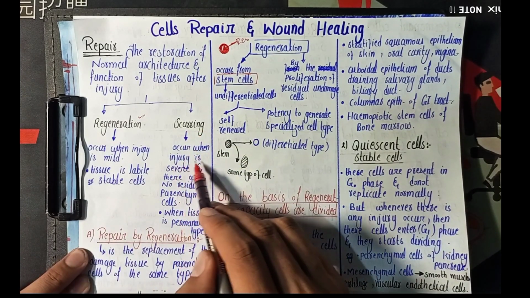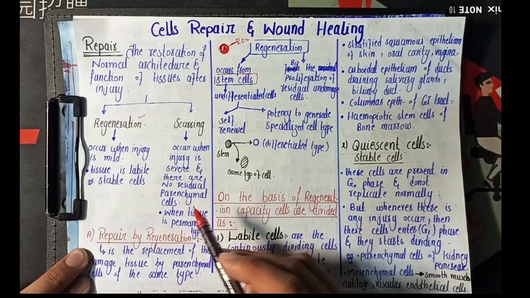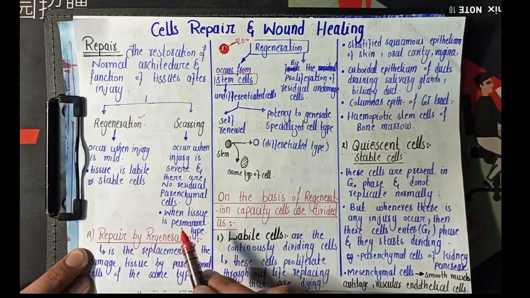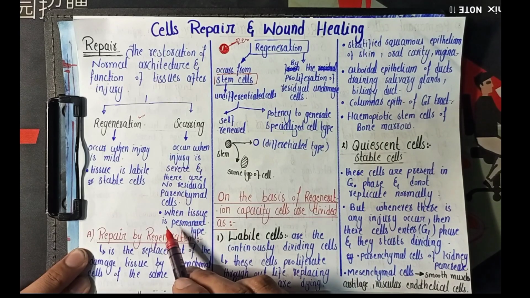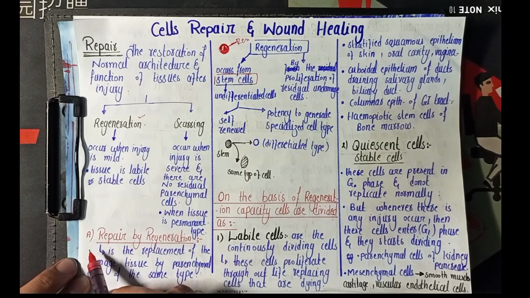Scarring occurs when the tissue injured is more severe, or there are no residual parenchymal cells for the division and replacement of the injured tissue, or the tissue injured is of permanent type and has no dividing cells. तो सबसे पहले हमारे साथ है repair by regeneration.